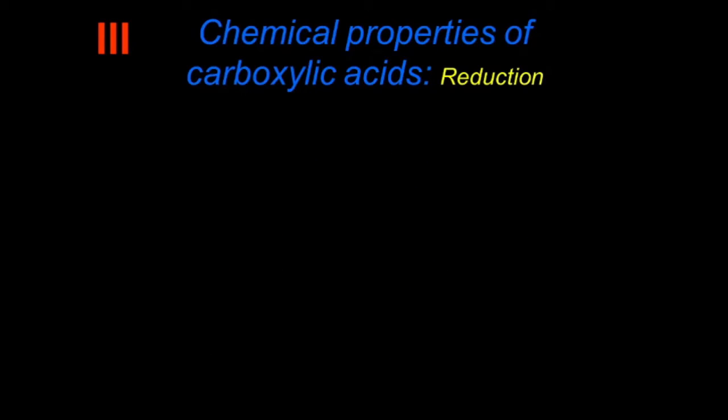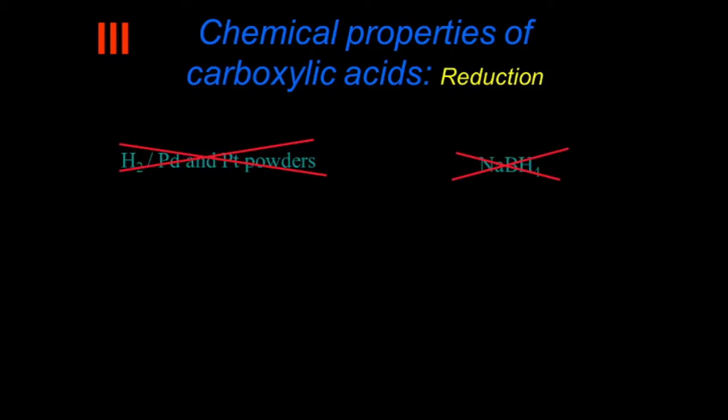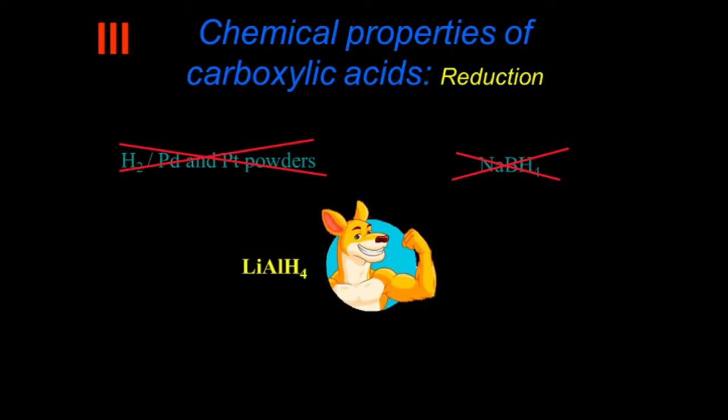The carboxyl group is one of the organic functional groups that is the most resistant to reduction. It is not affected by catalytic reduction by molecular hydrogen that can reduce alkenes to alkanes, or by sodium borohydride, which reduces aldehydes to primary alcohols and ketones to secondary alcohols. However, lithium aluminum hydride is a very powerful reducing agent which converts carboxylic acids to primary alcohols.